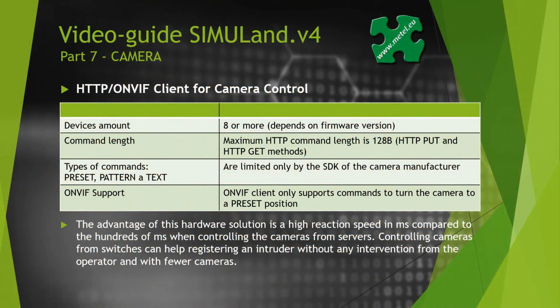In the table, you can see the basic properties of the HTTP and ONVIF client. With the METEL device you can control up to 8 or more cameras located anywhere on the same LAN with an identical IP address range. This means that the device must be set into the same IP range as the controlled device. The maximum HTTP command length is 128 bytes with HTTP put and get support.